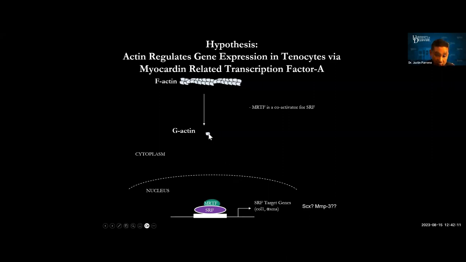Now, MRTF has a high affinity for G-actin. So when there's a large proportion of G-actin, it enters the nucleus, binds to MRTF, resulting in the export of MRTF. MRTF export results in a decrease in interaction with its co-activator SRF, reducing the expression of SRF target genes such as COL1 and alpha-smooth muscle actin. The effect of MRTF on scleraxis or MMP3 gene expression has not been tested in any other cells to my knowledge. So this is something that we were quite interested in.